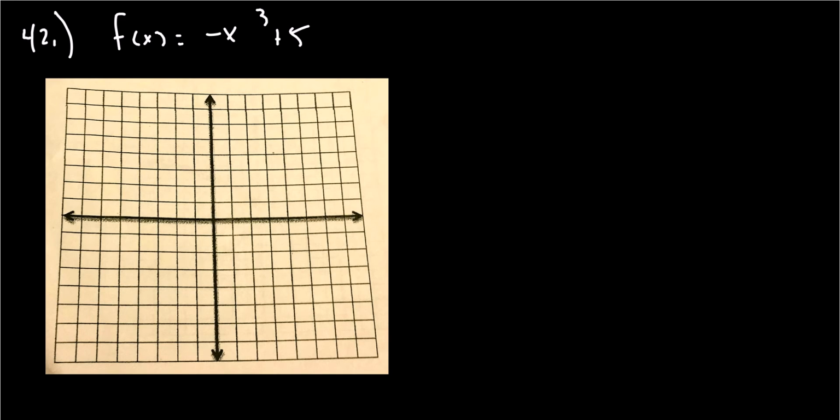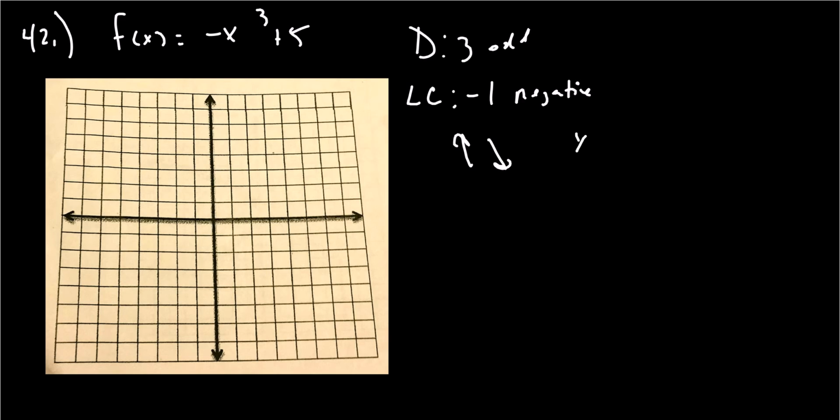Alright, number 42, I have degree is 3, which is odd. I have the leading coefficient, which is negative 1, which is negative. So if it's odd and negative, it looks like it's going to go up and to the left, down to the right. I make an XY chart. Put negative 2, negative 1, 0, 1, and 2.